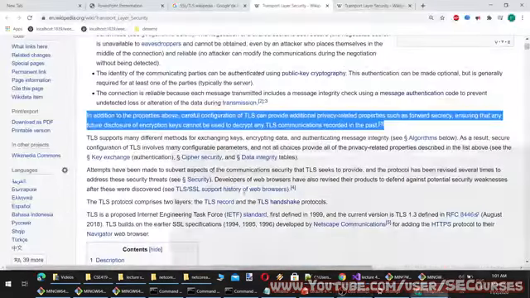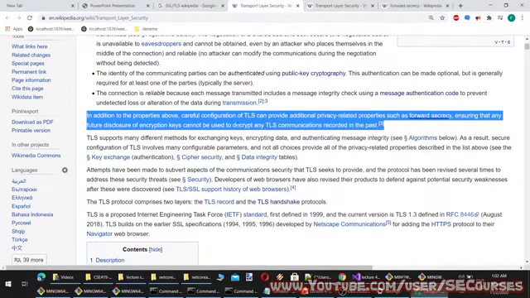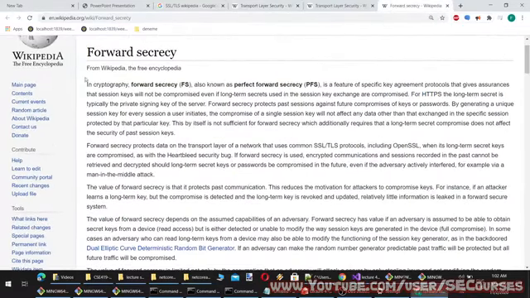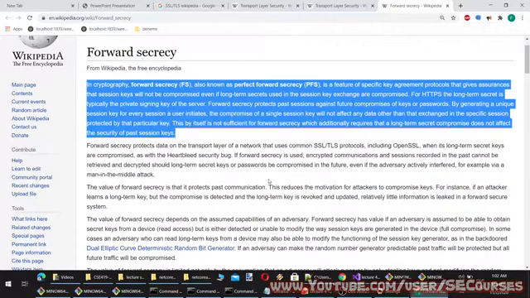In addition to the properties above, careful configuration of TLS can provide additional privacy-related properties such as forward secrecy, ensuring that any future disclosure of encryption keys cannot be used to decrypt any TLS communications recorded in the past. So let's read more about forward secrecy. In cryptography, forward secrecy (FS), also known as perfect forward secrecy (PFS), is a feature of specific key agreement protocols that gives assurances that session keys will not be compromised even if long-term secrets used in the session key exchange are compromised.